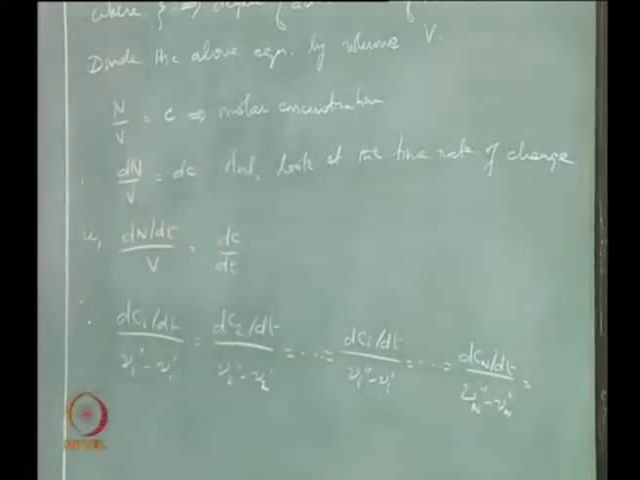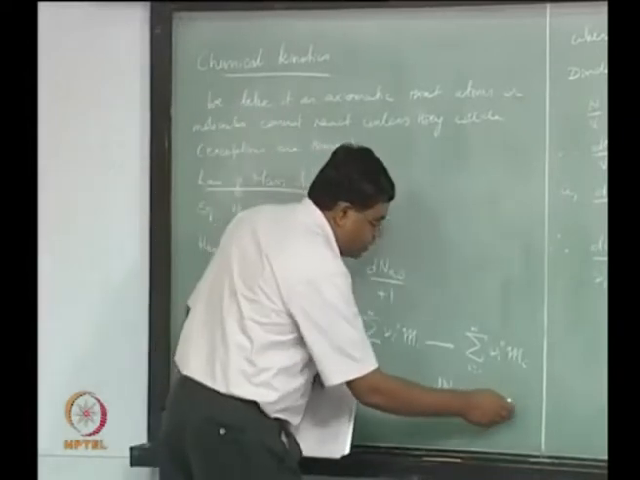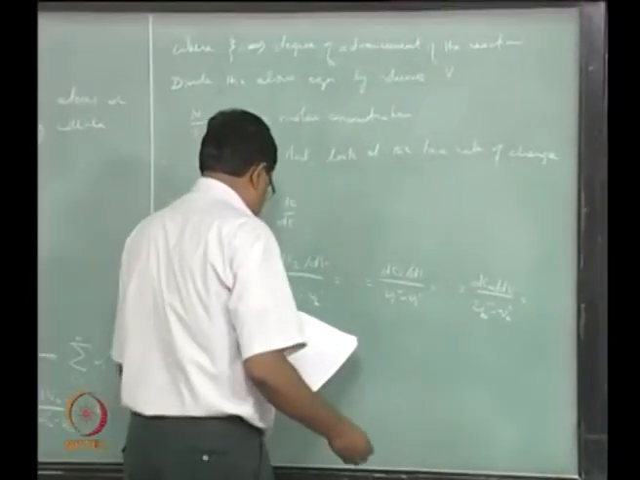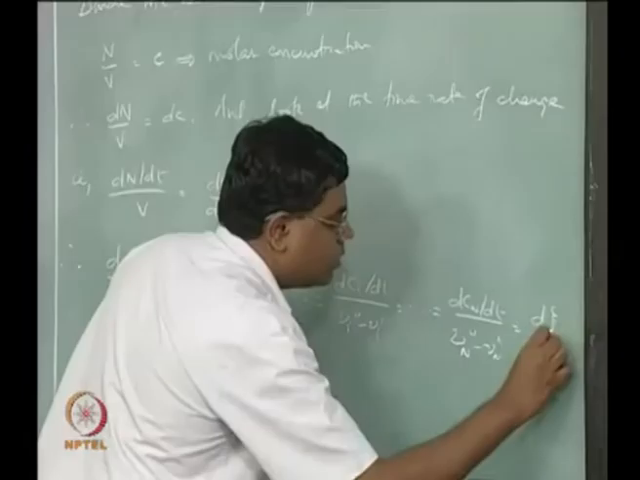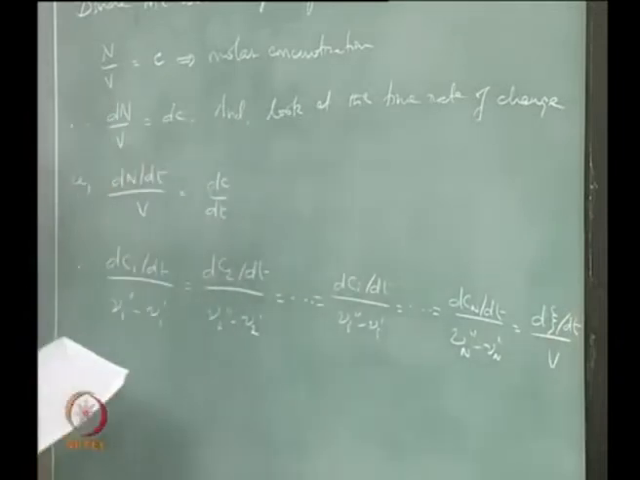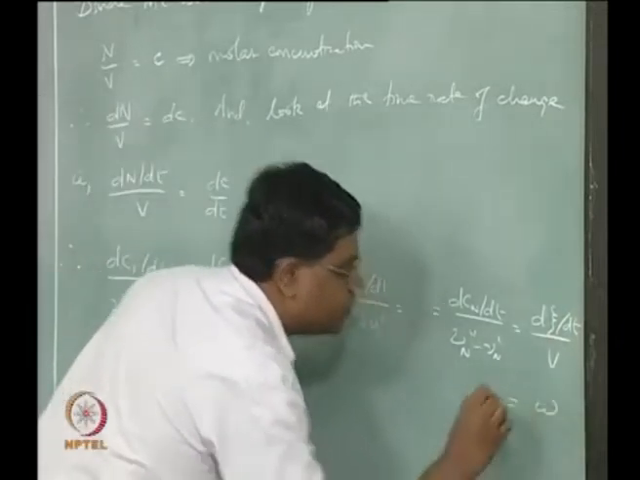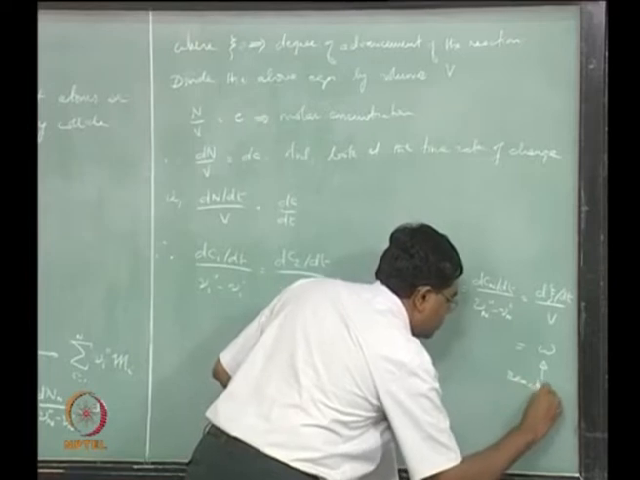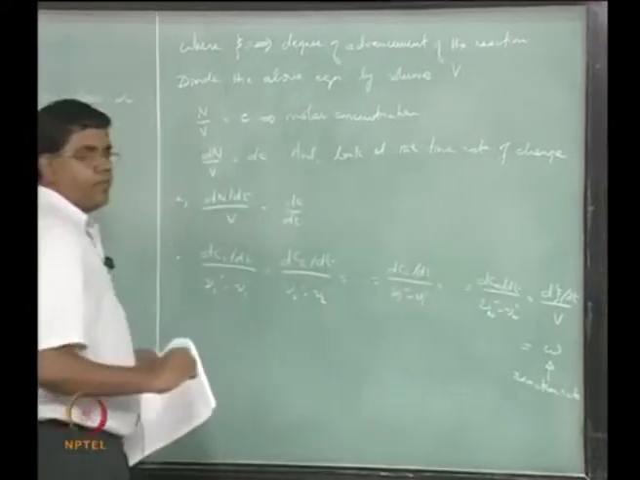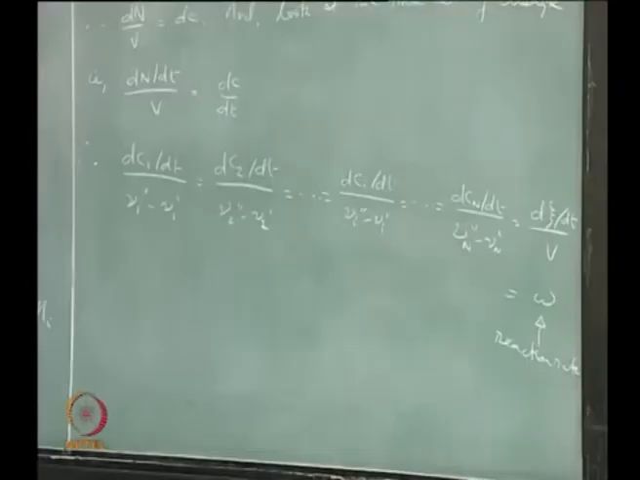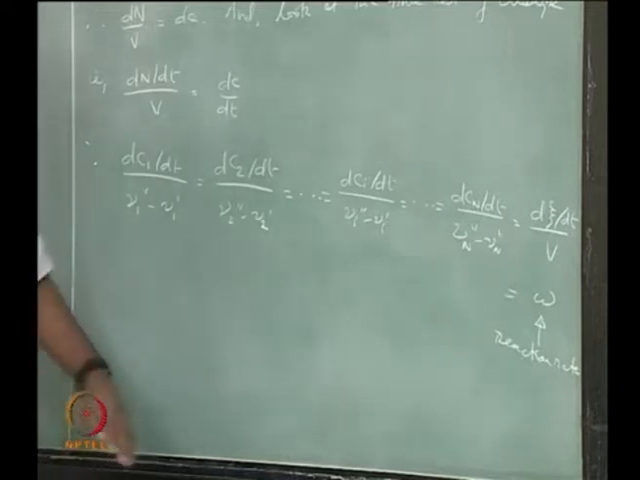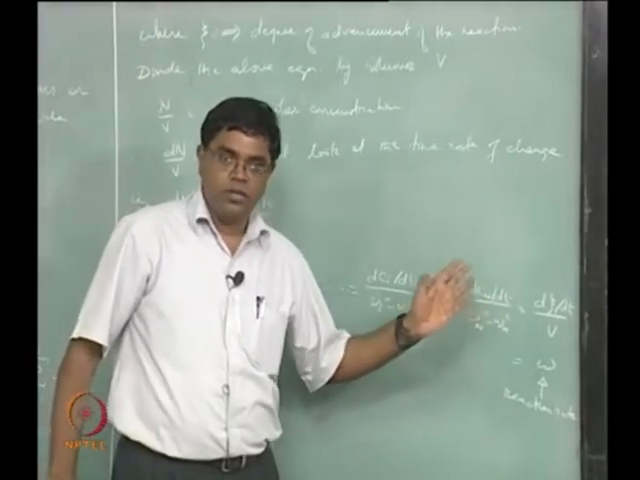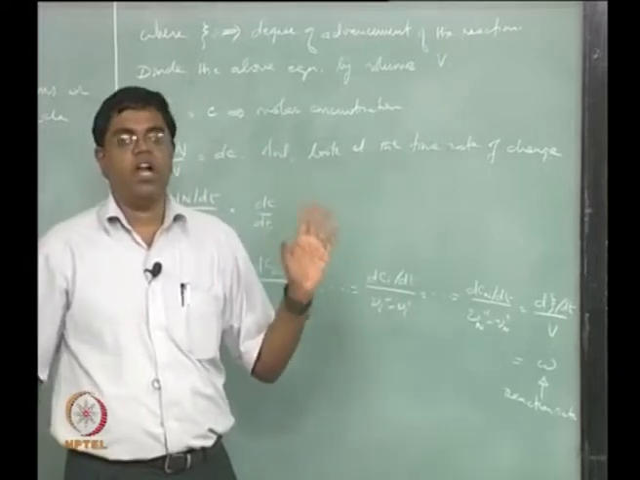So what happens finally? You now have d psi over dt divided by volume. This is what we would like to call omega, which stands for the reaction rate. In that sense the reaction rate is a term that is common to a reaction. You are given a reaction, that means it will have a reaction rate.